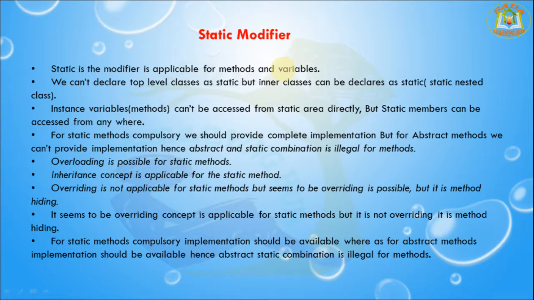In the case of instance variables, for every object, a separate copy will be created. But in the case of static variables, a single copy will be created at the class level and shared by all objects of that class. See, I can show you one example.